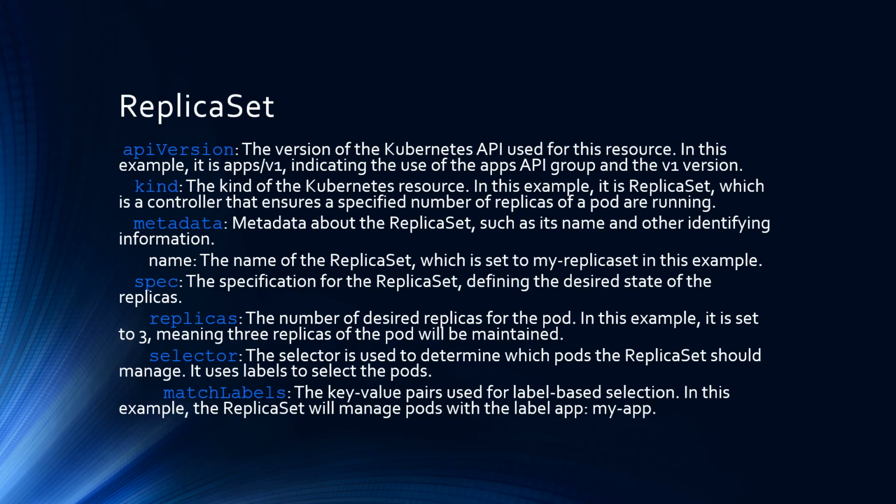The spec section is where the real power of replica sets becomes apparent. The replicas field determines how many identical pods should be maintained. While we've specified 3 here, this number can be adjusted based on your application's needs and resource availability. The selector is crucial for the replica set to identify which pods it should manage. The matchLabels field creates a relationship between the replica set and its pods. This label-based selection is a fundamental concept in Kubernetes that enables flexible and powerful pod management.